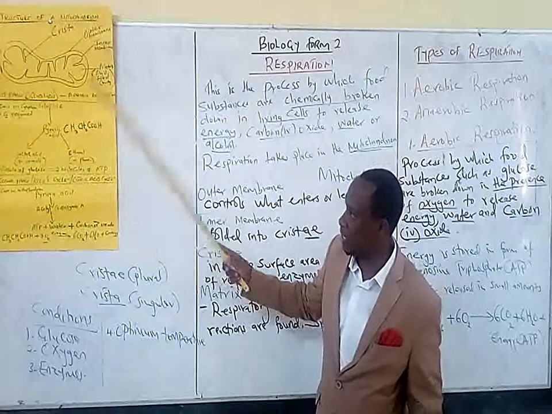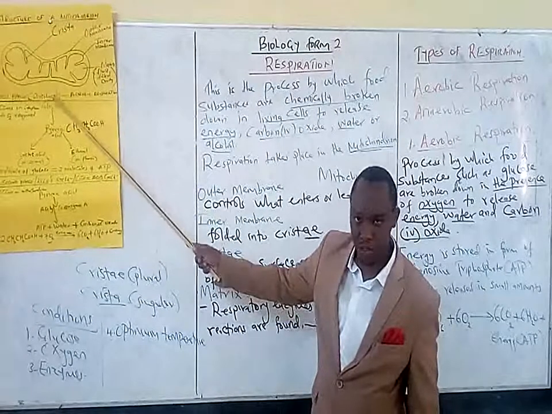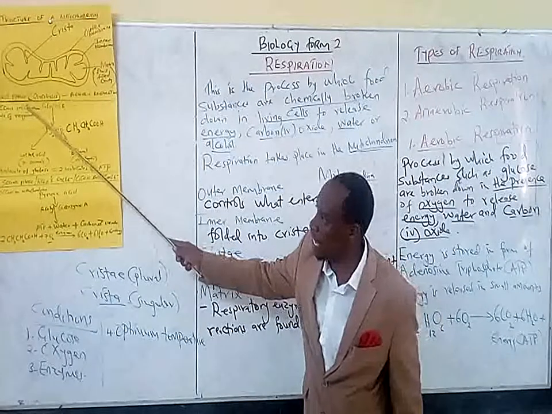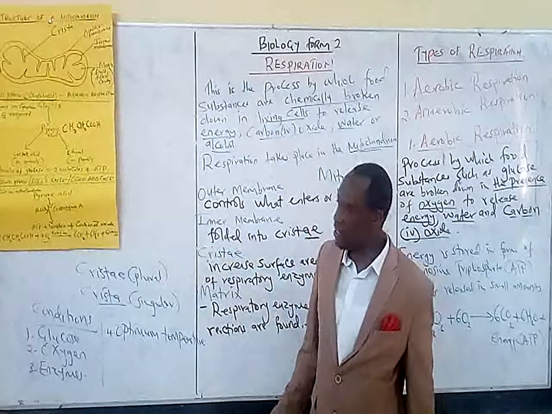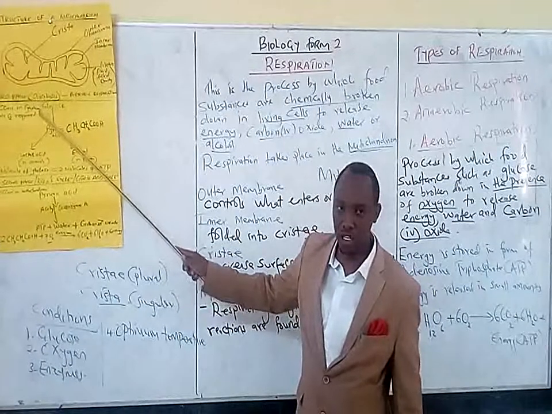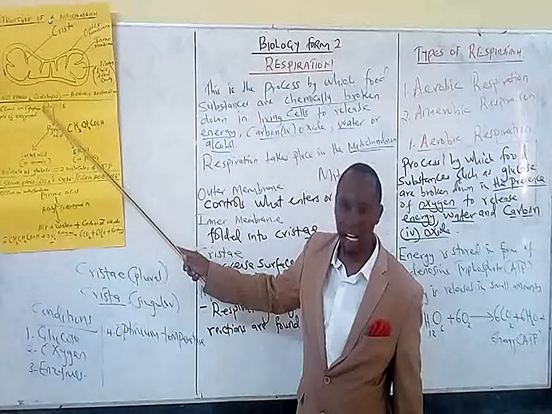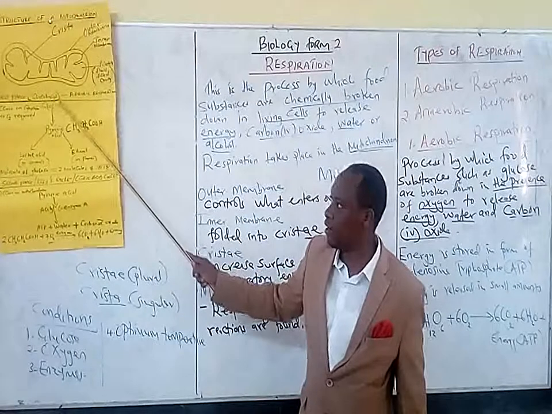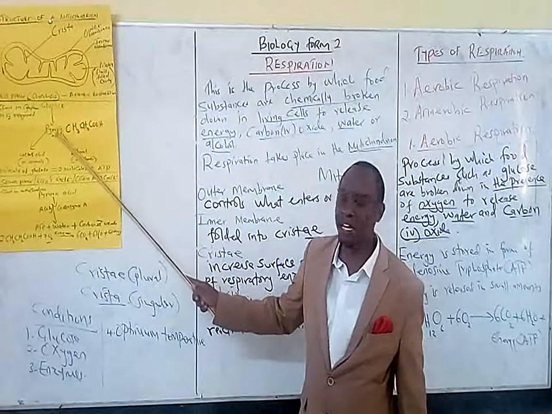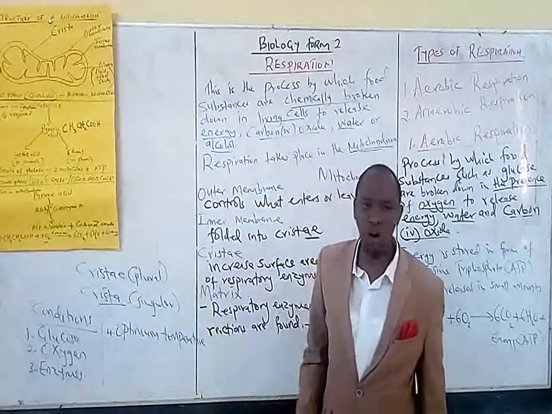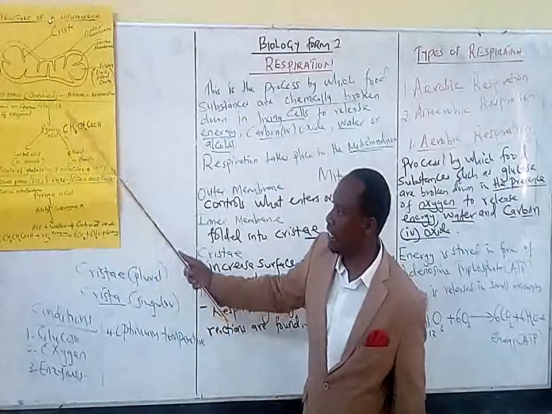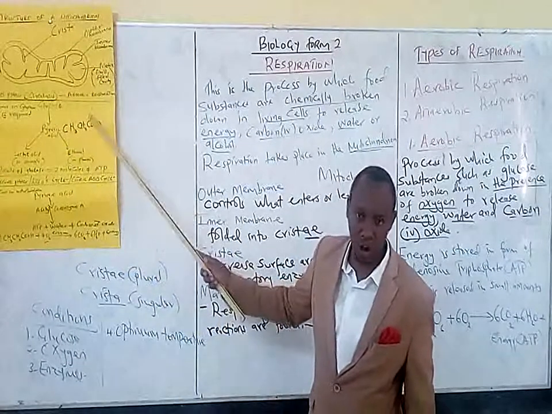The first phase is called glycolysis. Where does it take place? In the cytoplasm of the cell. What is the condition there? No oxygen is required. What happens in the glycolysis phase? Glucose is broken down into an intermediate compound called pyruvic acid. And I've said pyruvic acid is a 3-carbon compound.